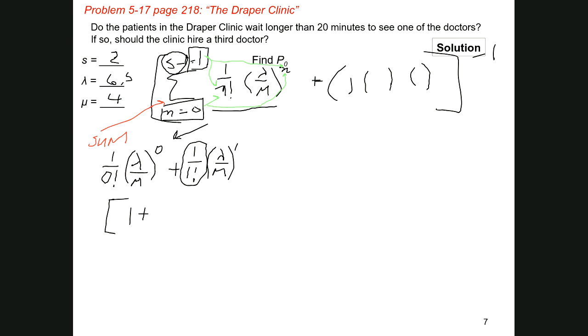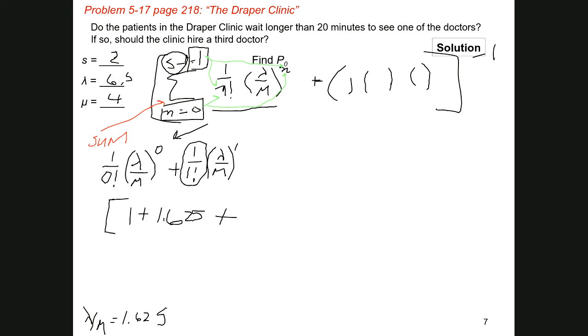If we do that division, lambda divided by mu, a term you may want to keep, is 6.5 divided by 4, which is 1.625. So this term reduces to 1.625. And then we're going to add to that this term here.